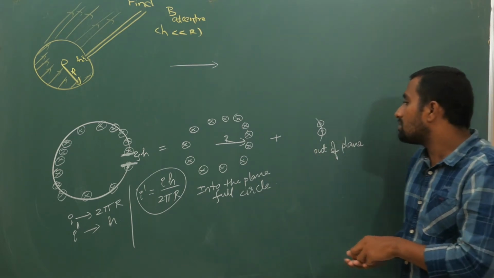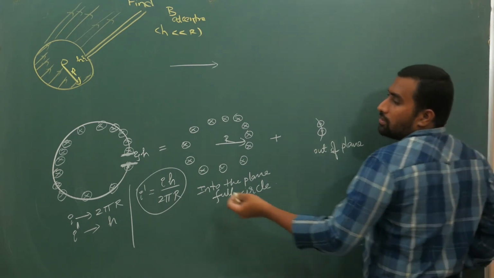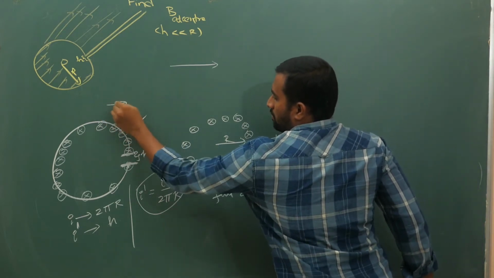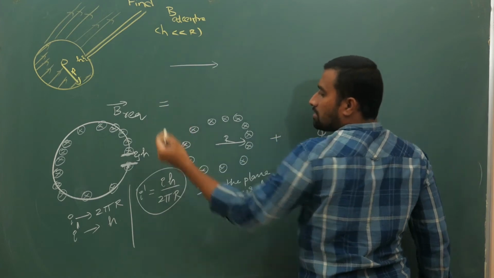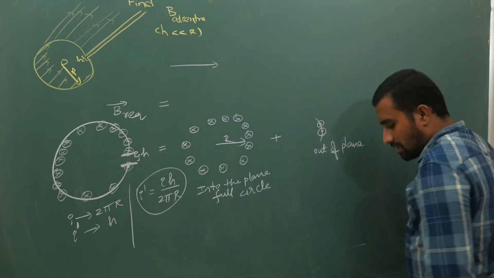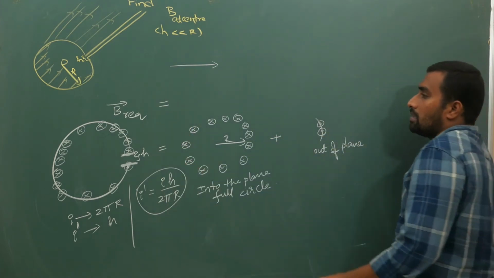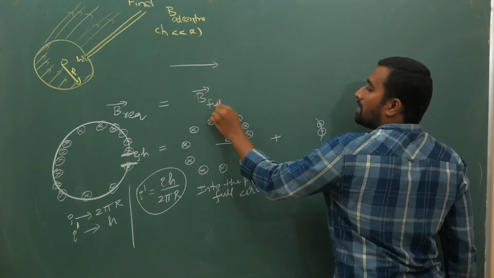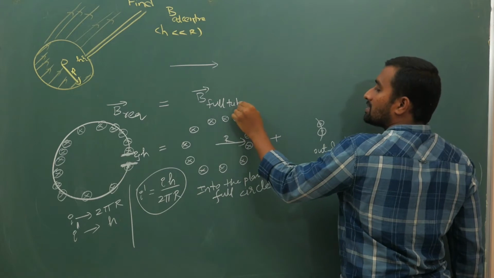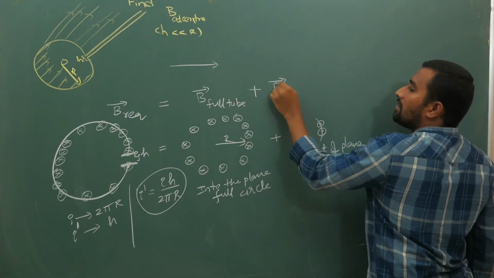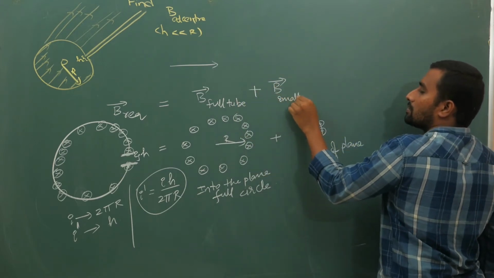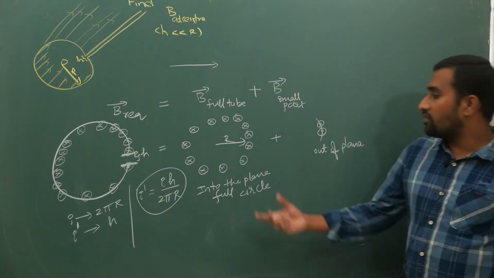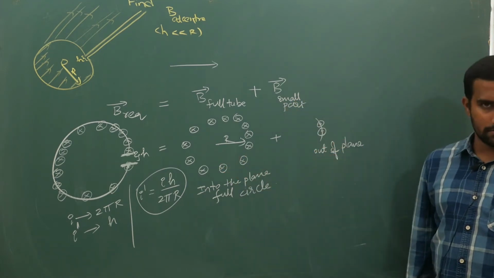So now in this part, your required magnetic field B bar at the center is equal to, because it is a vector, we can apply the principle of superposition. So if you apply the principle of superposition, this will become B bar because of the full tube plus B bar because of the small part. You have two things, because of the full tube plus because of the small part.